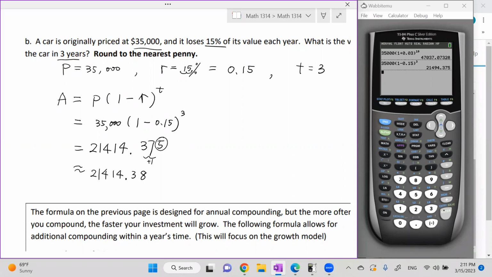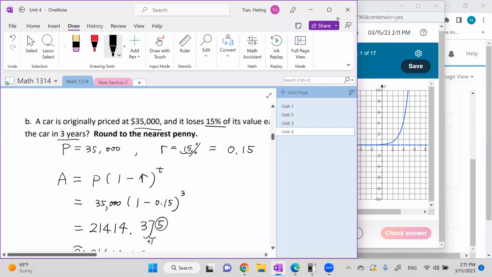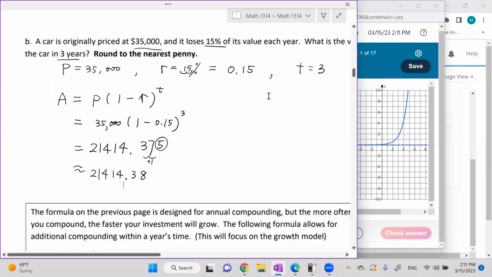All right, let's see the next part. Minimize the calculator. How to make it big.